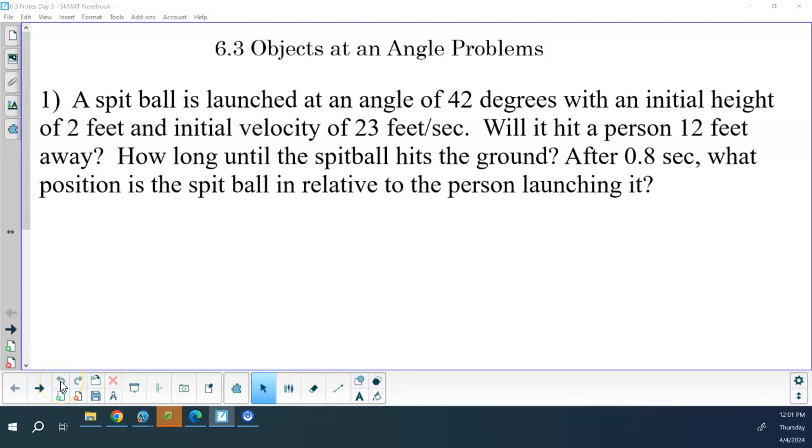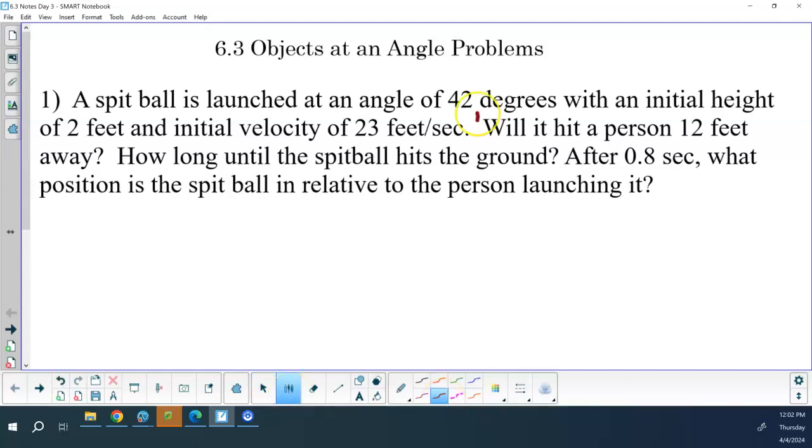A spitball is launched at an angle of 42 degrees with an initial height of 2 feet at an initial velocity of 23 feet per second. Will it hit somebody 12 feet away? Is the first question. We'll call that question number 1.